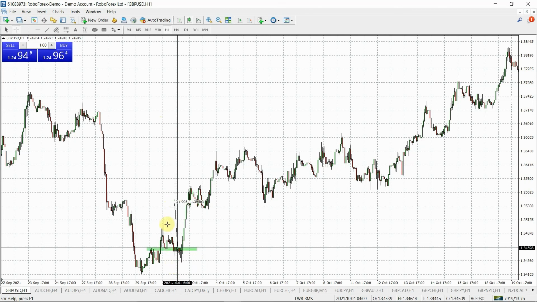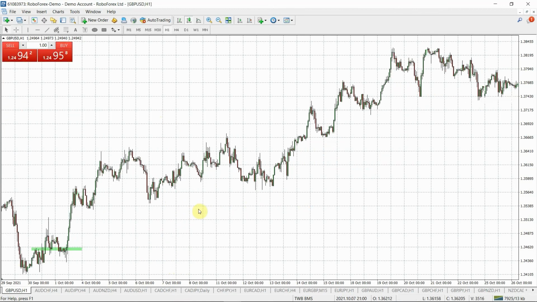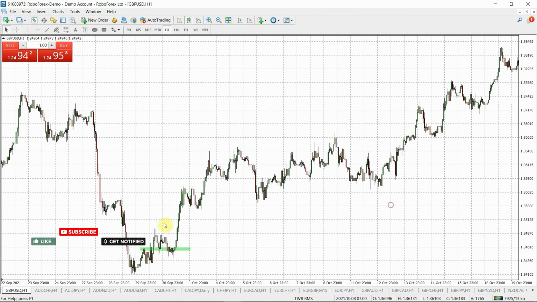Your TP will always be great because it's a BMS. It helps you to trail the trend. All right, so that's it for today, guys. Hope you're able to understand how a buy and sell comes in with a break in market structure.